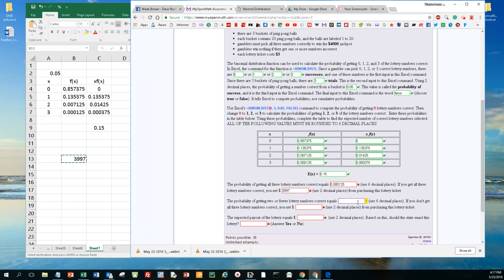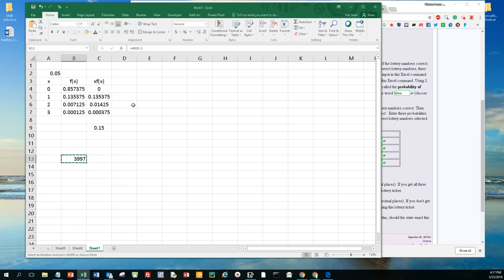What about the probability of getting 2 or fewer lottery numbers correct? 2 or fewer means we have to add that to that to that. So I can do that in Excel. I'm going to move this over here. So the probability of getting 2 or fewer ping pong balls correct is pretty close to 1.